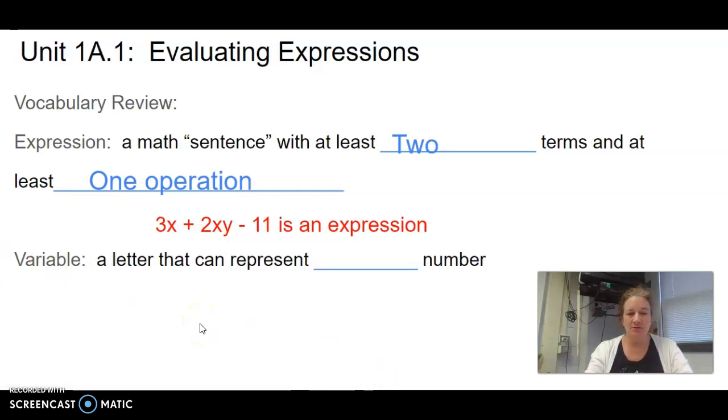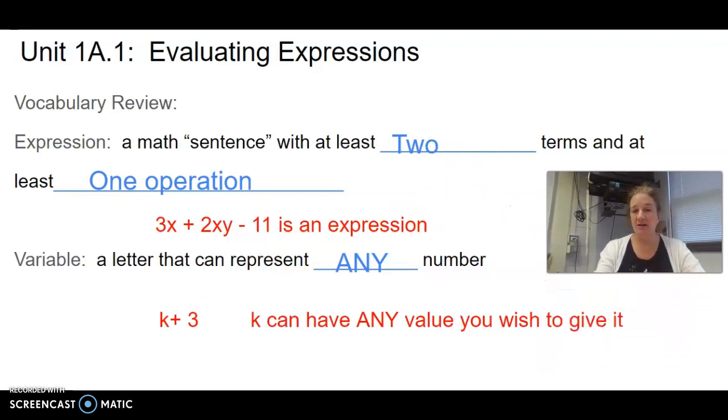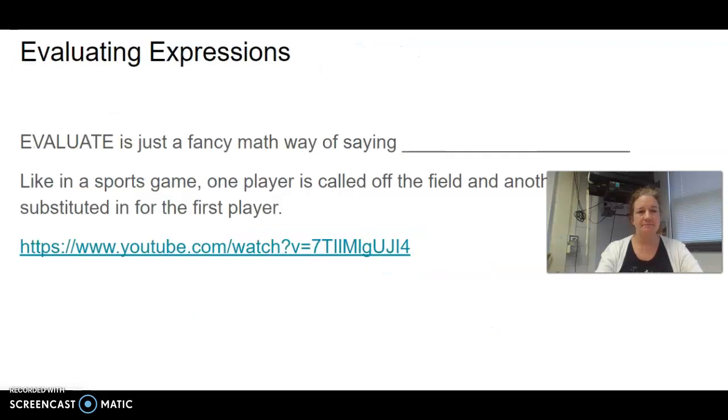And a variable, just to remind you, is a letter that can represent any number at all, any number we want. So if I say k plus 3, k could be 1,000,000. k could be -7. k could be 1/2. It doesn't matter. It can be anything k wants to be, right? It's the 21st century.